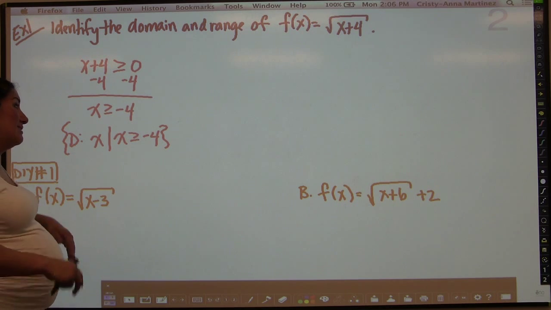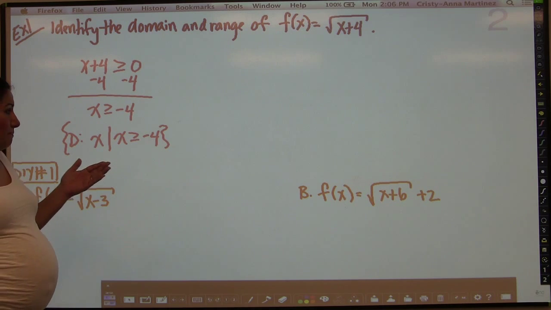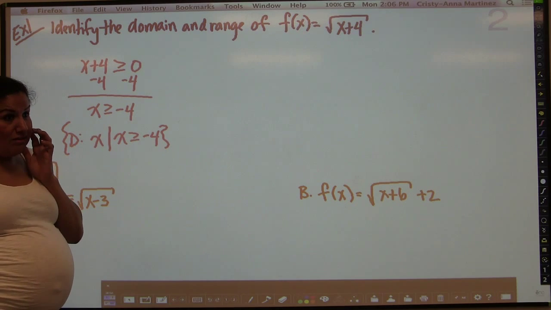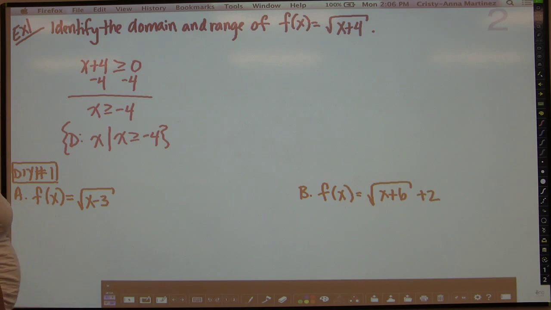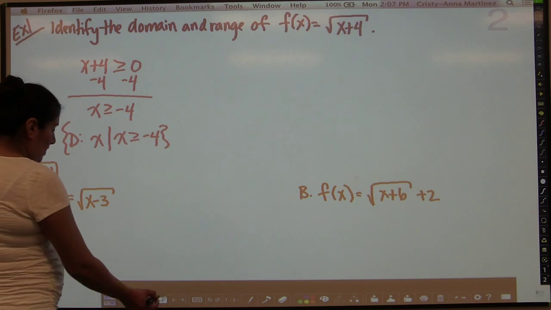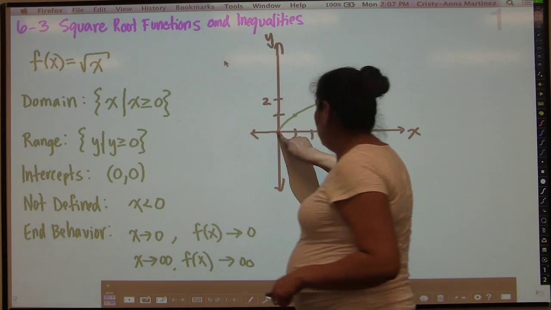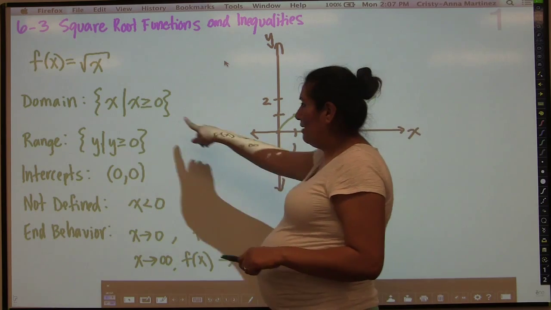If you plug in a number that's smaller than negative 4, like negative 5, then negative 5 plus 4 is negative 1, and the square root of negative 1 is undefined. So there's your domain. And then to find your range, you'll also notice that as far as the range is concerned, it starts right here at the very end of the graph. And so this is basically where the domain begins.